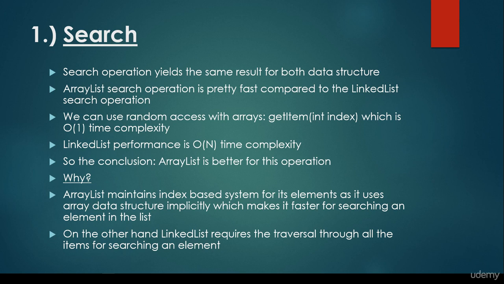ArrayList's search operation is pretty fast compared to linked list search operation because we can use random access for arrays. So the get item is going to be very fast because we can specify the index, which is going to yield O(1), so constant time complexity. On the other hand, linked lists have O(n), so linear time complexity as far as the performance is concerned, because we are not able to do random access for linked lists.